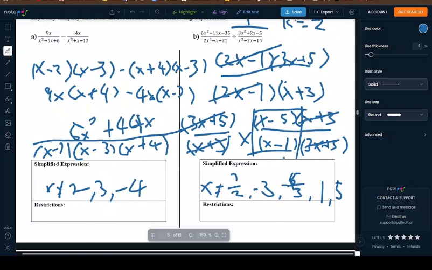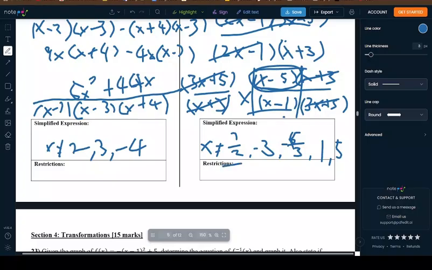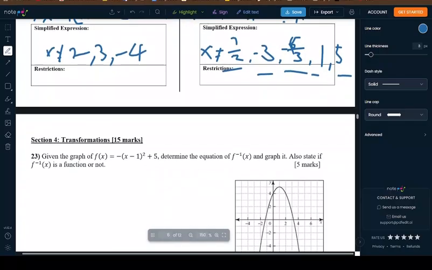And make sure that this was our top, this was our bottom. So you also include this part. So 1, 2, 3, 4, 5. And that was 5. And that's all we have. So that's all our restrictions. So x doesn't equal 7 over 2, negative 3, negative 5 over 3, 1, and 5. Okay, we should have 5 restrictions.